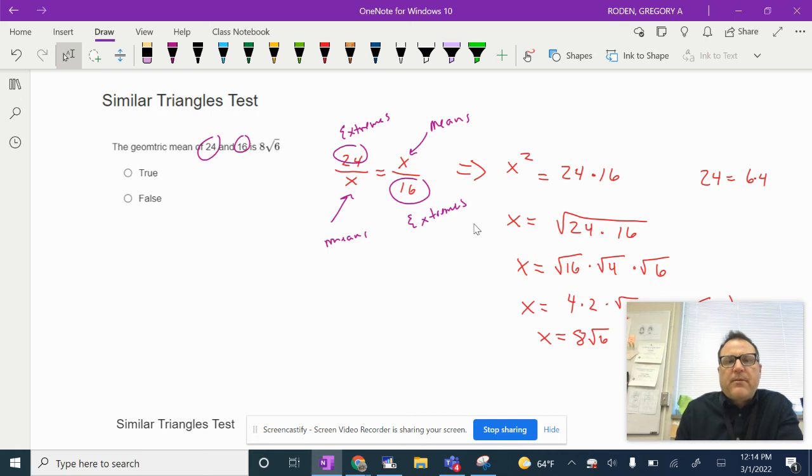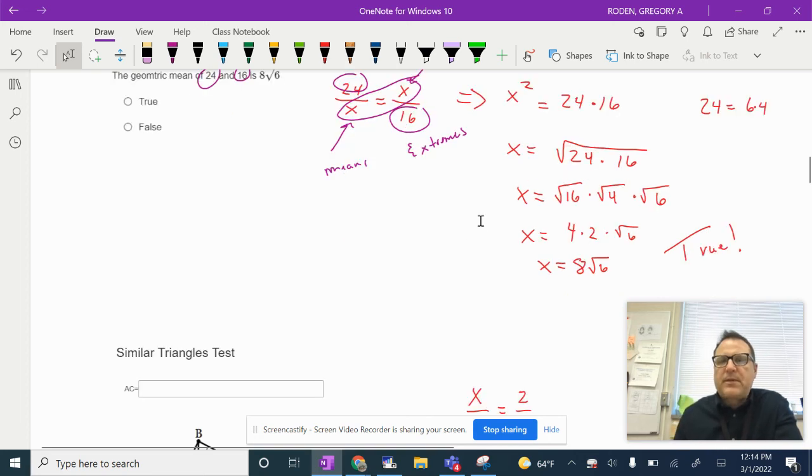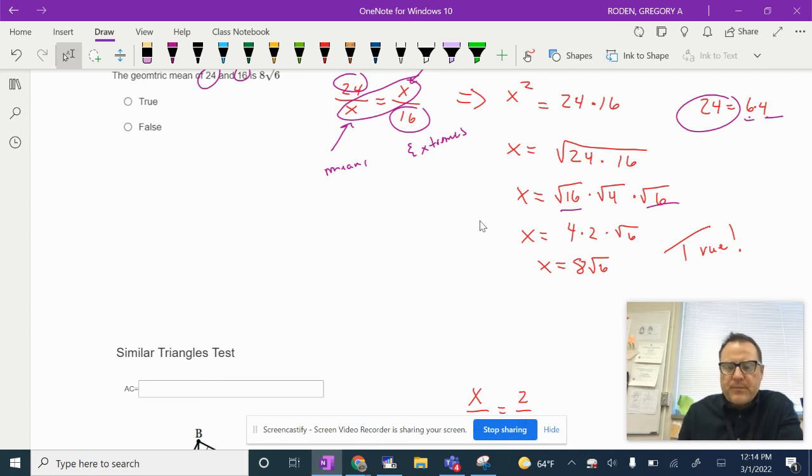Now remember, when the means are equal to each other, then we call it the geometric mean. So then we just cross multiply. So X times X is X squared. And then I didn't actually multiply out the 24 times 16 because I know that 24 is actually 6 times 4. So instead of multiplying it out, I factored it out more as 16 times 4 times 6. So the square root of 16 times the square root of 4 times the square root of 6. Well, the square root of 16 is 4.